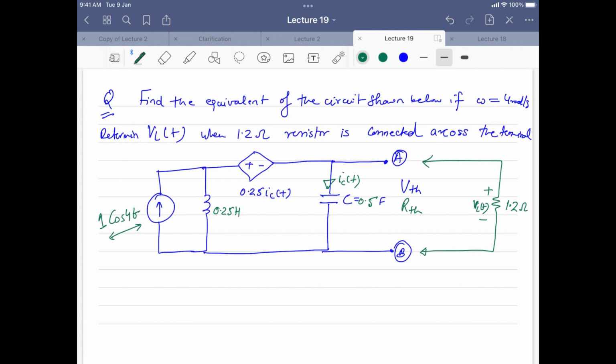Sir, VTH is coming out as minus j. VTH is what you are saying is minus j? Just a second. No, it's not minus j. RTH would be minus j. No, RTH is also not minus j.